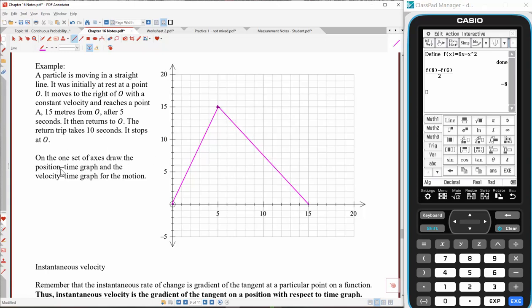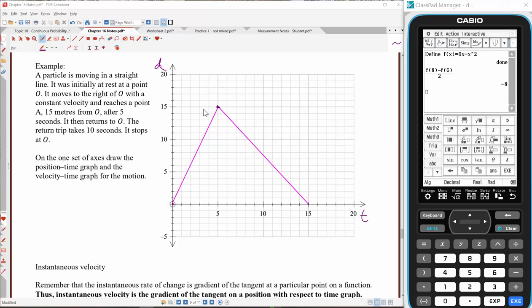On the one set of axes, draw the position time graph and the velocity time graph for the motion. So this, first of all, is the displacement versus time graph. Now, what we're going to do on the same axes or Cartesian plane, we're going to draw the velocity time graph. So what is the particle's velocity in the first 5 seconds?